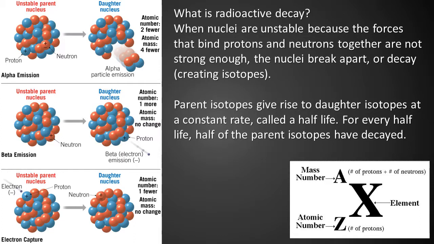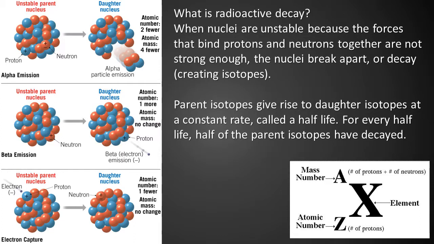The figure on the left from your textbook shows the three kinds of radioactive decay. Alpha emission is a radioactive process in which a particle with 2 neutrons and 2 protons is ejected from the nucleus of a radioactive atom. Because the daughter isotope has a different number of protons, it becomes a different type of element or atom.